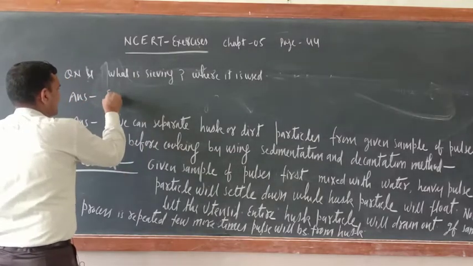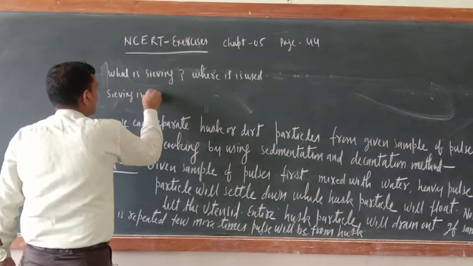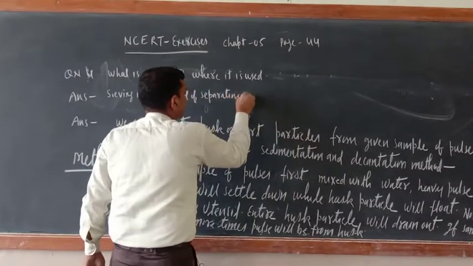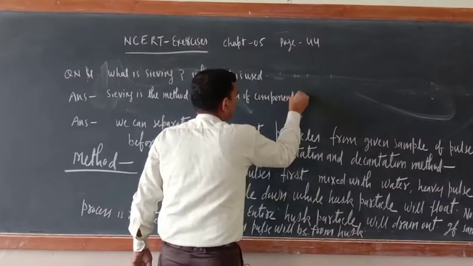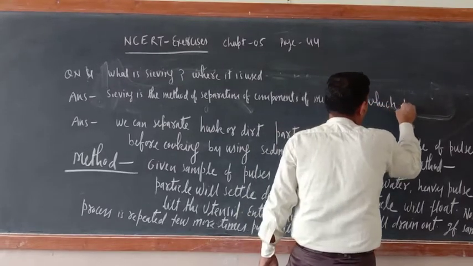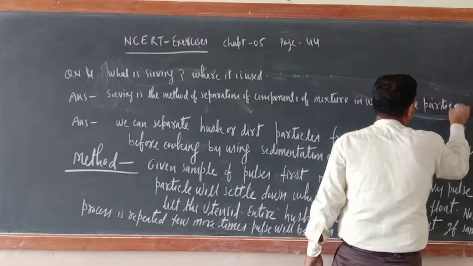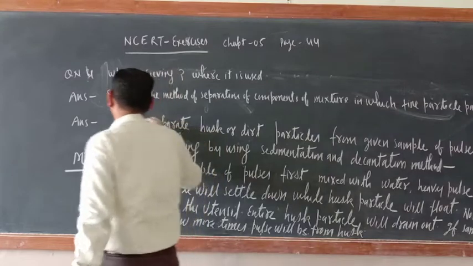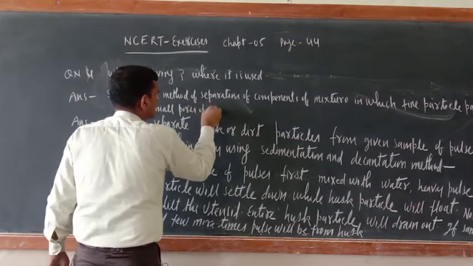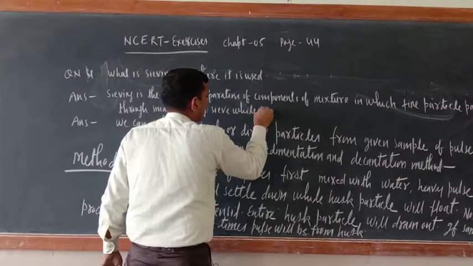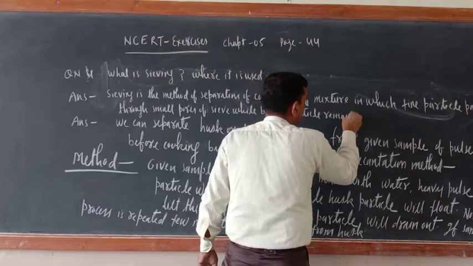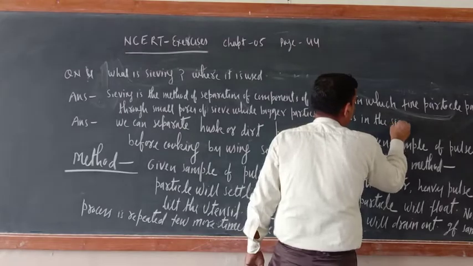First you write: sieving is the method of separation of components of mixture in which fine particles pass through small pores of sieve, while bigger particles remain in the sieve only.